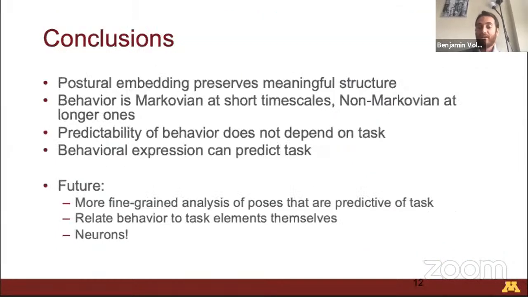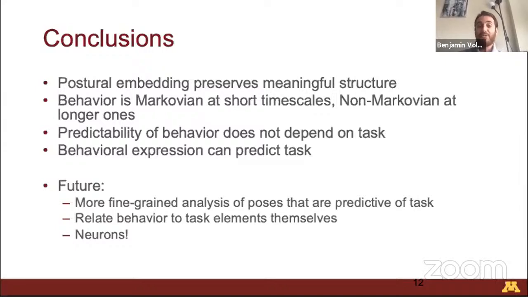And with that, I'm ready to conclude. So we found that we've leveraged a method, postural embedding, that can actually preserve meaningful semantic structure in our data. And we found that the behavior is Markovian at short time scales and non-Markovian at longer time scales. So this is starting to give us a handle on the hidden states that we can leverage to ask questions about our neural data.